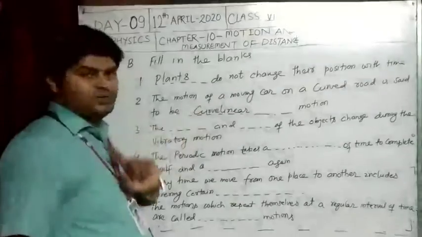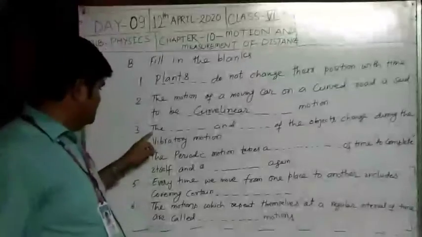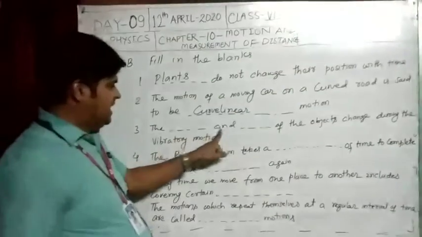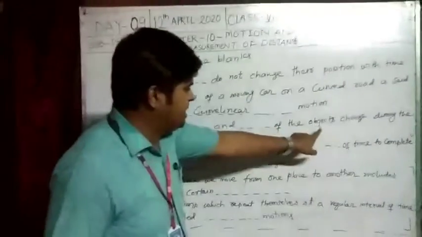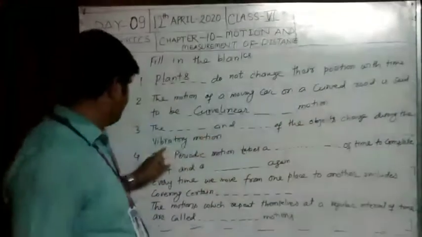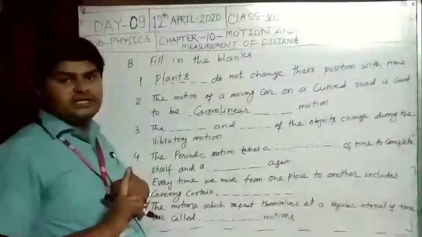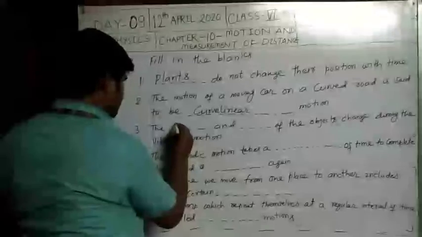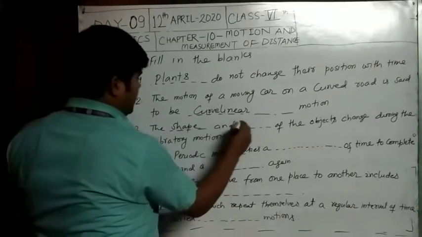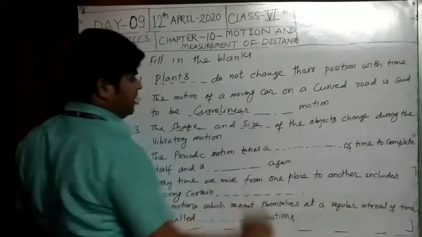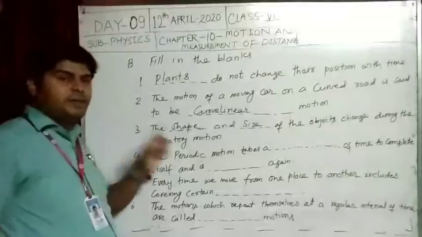Okay, curvilinear motion. Third, the shape and size of the object change during the vibratory motion. During vibratory motion, the object changes its shape and size. That means the shape and size of the object change during the vibratory motion.